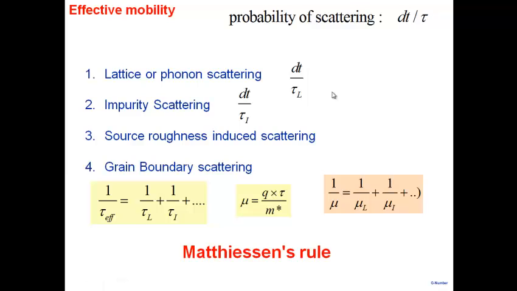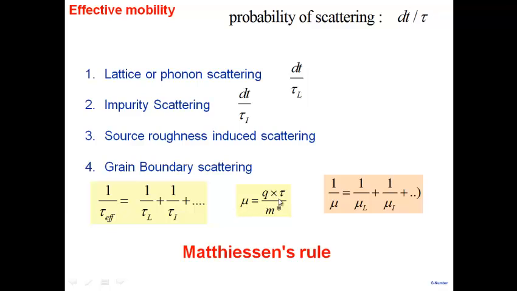Similarly, the probability that my electron gets scattered due to an impurity is associated with a different time constant, which is tau I here. And then we said these are independent processes. So the total probability that my electron gets scattered is the probability due to this mechanism, plus the probability due to this mechanism, plus the other ones that may be there. And that allows us to write an effective lifetime, 1 over tau effective equals 1 over tau L plus 1 over tau I, plus whatever other mechanism is there. So lifetimes add up in an inverse manner, because probabilities add up, and probabilities are inversely proportional to lifetimes.